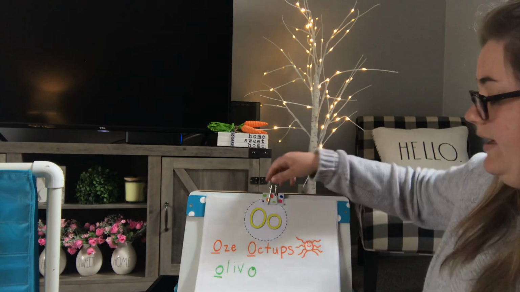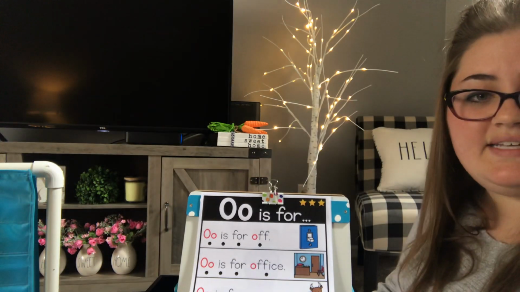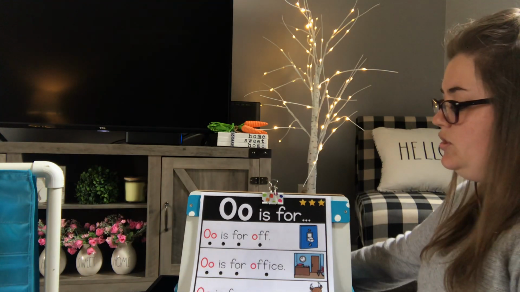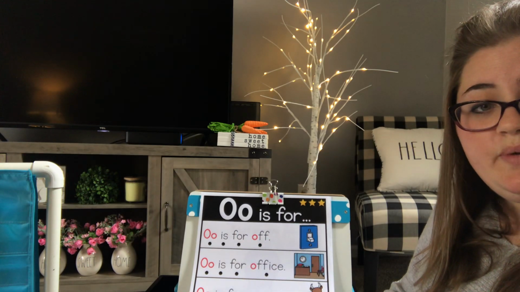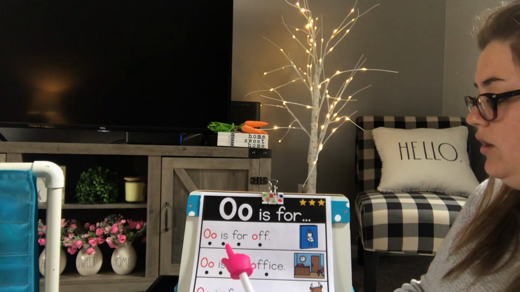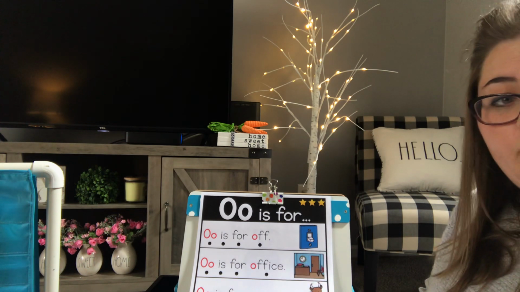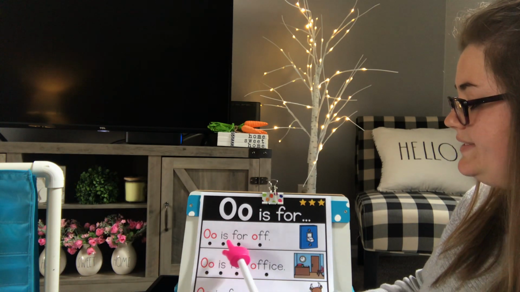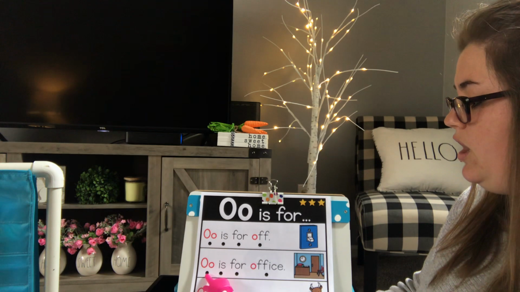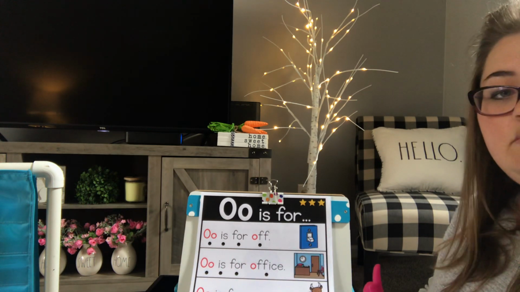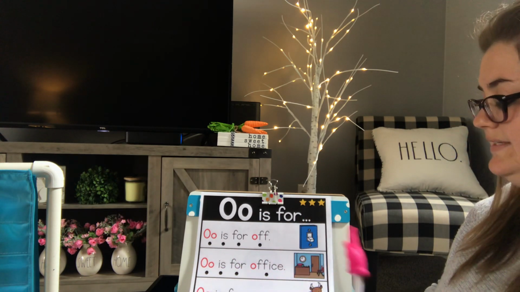Now, I am going to show you some sentences that have Ozzy Octopus O in them. So, we are going to start with this sentence here. I'm going to read it to you, and then I want you to read it with me. Here we go. O is for off. Read it with me. O is for off. The next one is O is for office. Read it with me. O is for office.